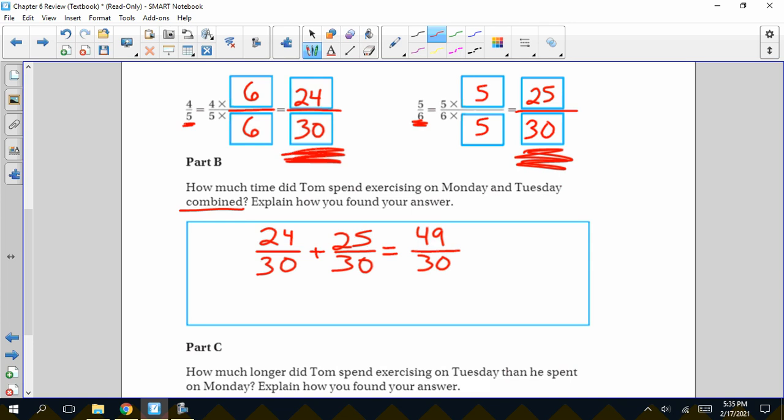And when we have an improper fraction, we need to T-bow this. So we're going to take 49 divided by 30. The top went inside, the bottom went outside. Now we can divide it. 30 goes into 49 once. When I subtract, I get 19. That 19 becomes the numerator, and 30 stays the denominator. So he worked for 1 19/30 hours. That's how long he exercised.